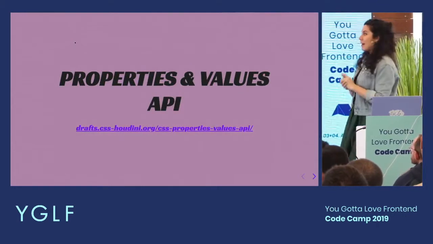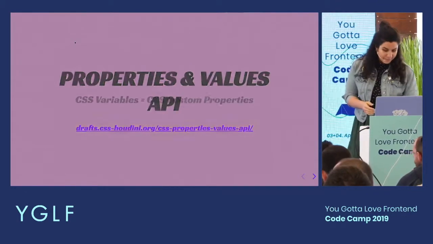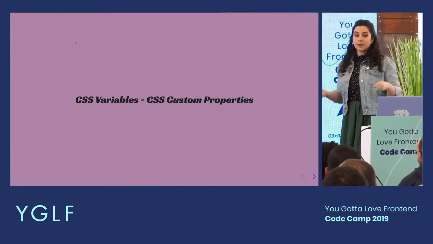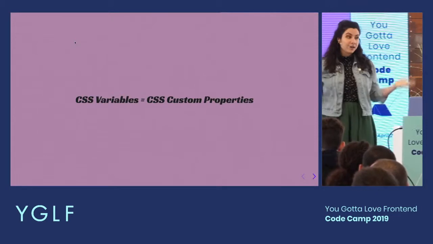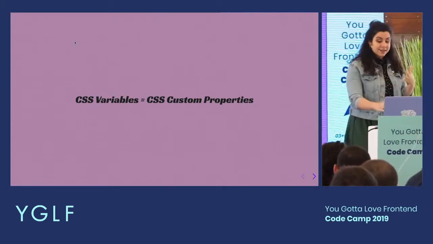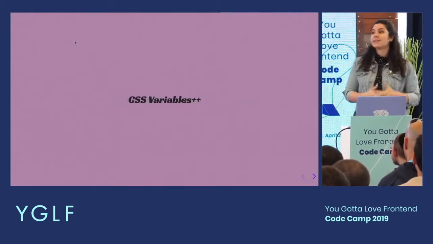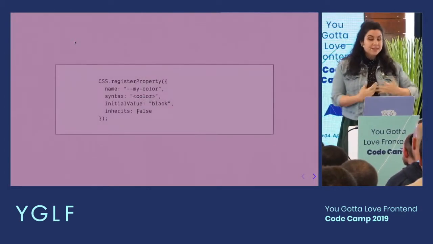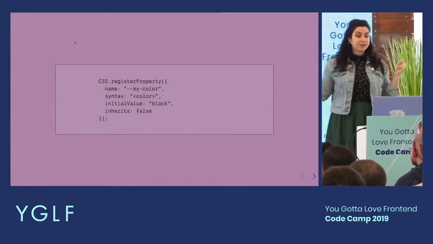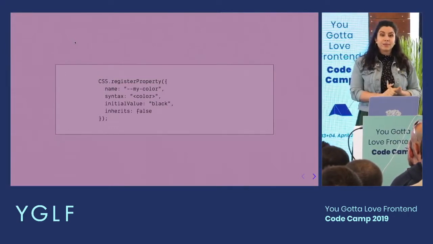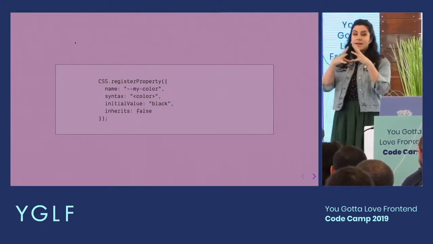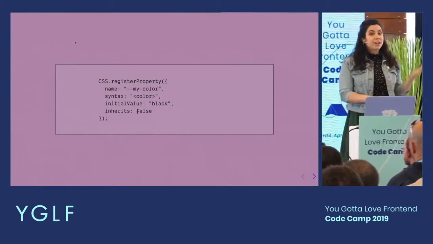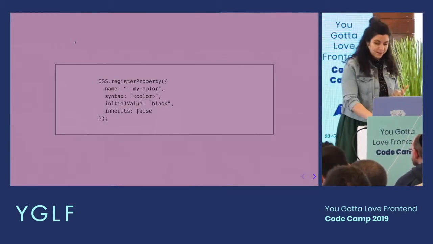So let's get started with the Properties and Values API. As I showed you before, CSS variables are super, super handy. CSS variables are CSS custom properties, and this API allows us to really extend CSS variables, like CSS variables and then more. So the syntax to register a custom property looks like this. You start by giving a name, you give it a syntax, a semantic meaning for it to understand its value from, an initial value, and then you can say if it inherits or not from its parent.